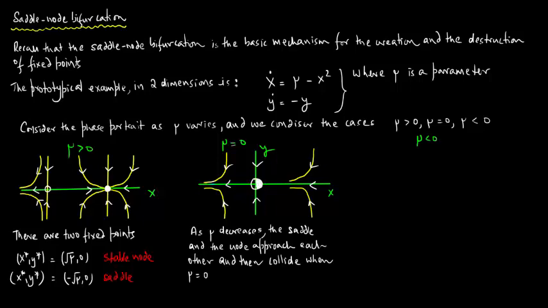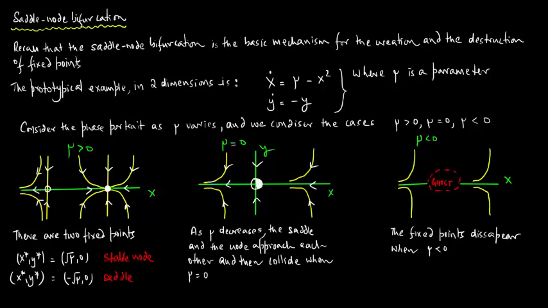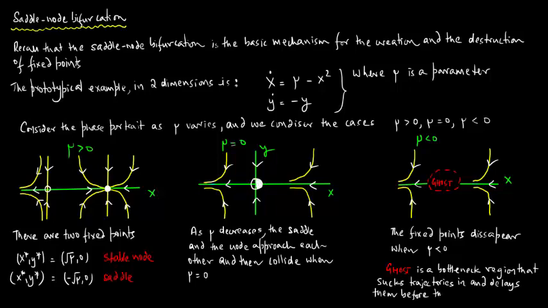And with mu less than 0, the fixed points actually disappear when mu is less than 0. So the fixed points disappear and we have this ghost region which appears in the phase portrait. So the ghost is a bottleneck region that sucks trajectories in and delays them before they actually leave the region.